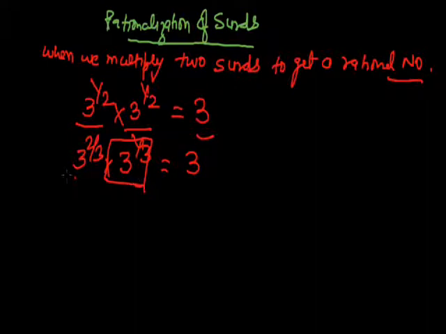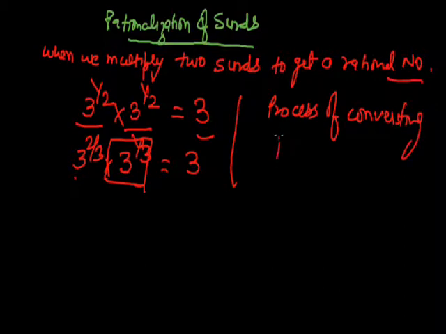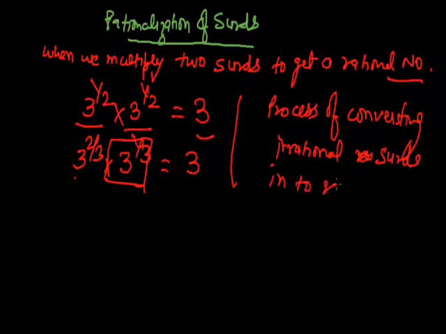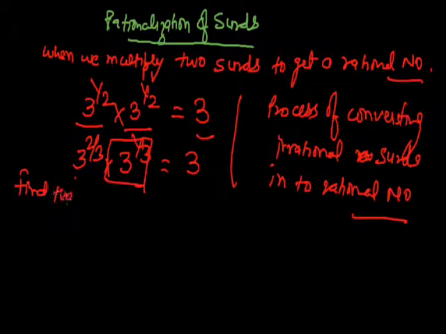So what is the rationalization process? It's a process of converting irrational surds into a rational number. It's called rationalizing. Okay, and now we can find out the rationalizing factor also. What is the rationalizing factor? How to find the rationalizing factor?